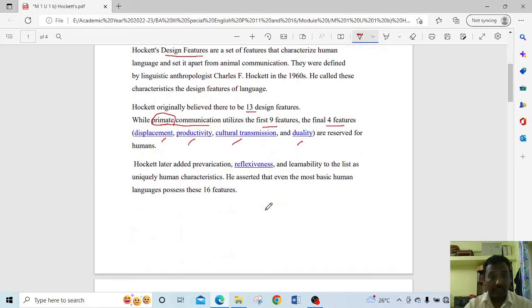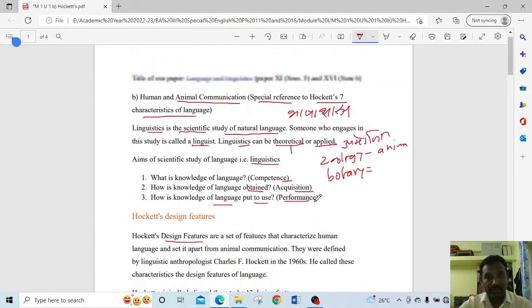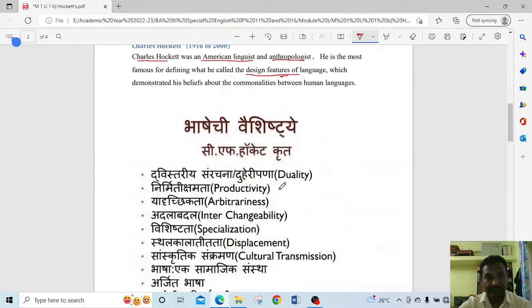Later, Hockett added some more features, that is prevarication, reflexiveness, learnability, and made it 16 features. We don't need to study all these features because in your syllabus there is a specific reference that only 7 characteristics of language given by Hockett we have to study.